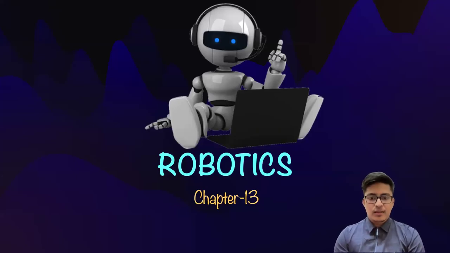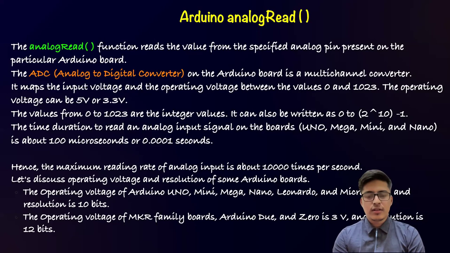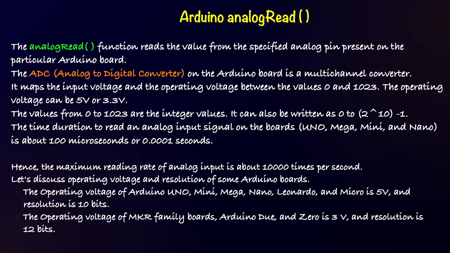So, here we are. Let us continue with the session with the next part, analogRead. Now the analogRead function reads the value from the specified analog pin present on the particular Arduino board. Now what is ADC? We'll be using these kinds of acronyms, short forms. The ADC, that is analog to digital converter on the Arduino board, is a multi-channel converter. We all know that, we have used that. If you don't know that, do not worry, we'll be working with that.